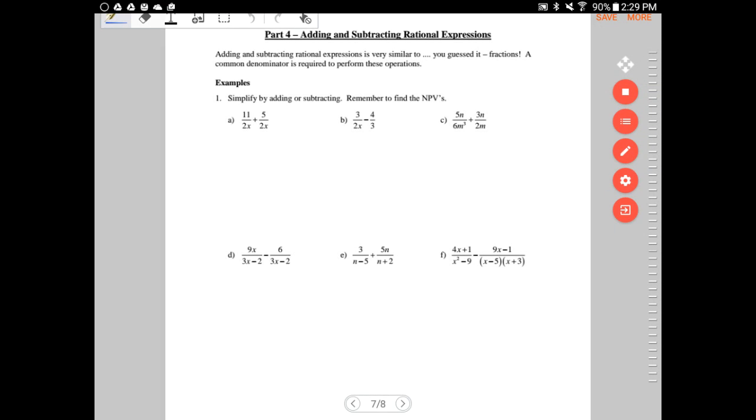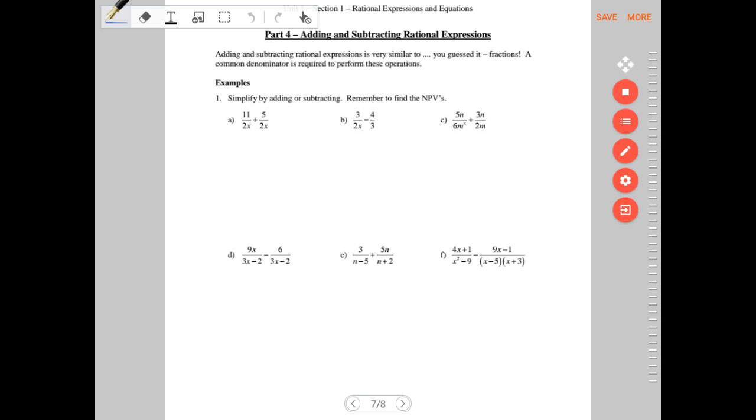This video is on adding and subtracting rational expressions, part 4 in the series. Guess what? Adding and subtracting, just like fractions. In order to add or subtract fractions, you must have a common denominator. The same is true for rational expressions. So let's get right in. Again, you still have to find NPVs. Every single time you do a rational expression, anything, you've got to find the NPVs.